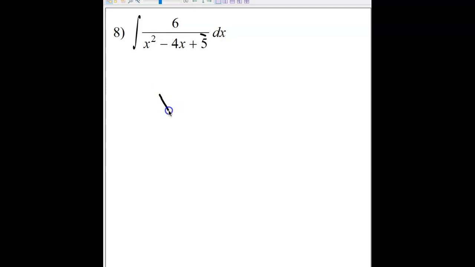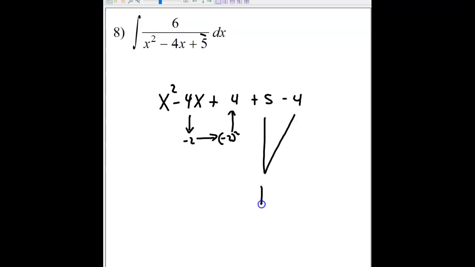So what we do is we take our polynomial here, and like I said before, you're going to take half of this number, and you're going to square it. Put the answer here. And you're also going to subtract it over here. So you put it in 2 spots. Now, these two numbers combine to make 1.